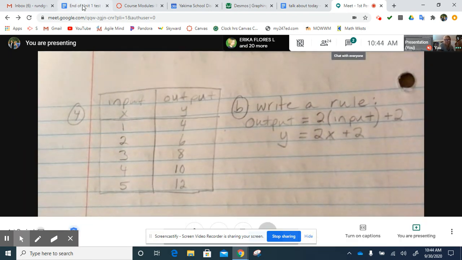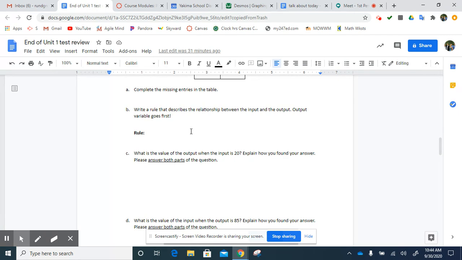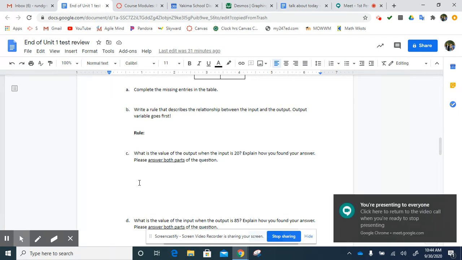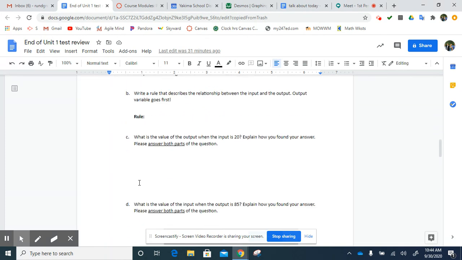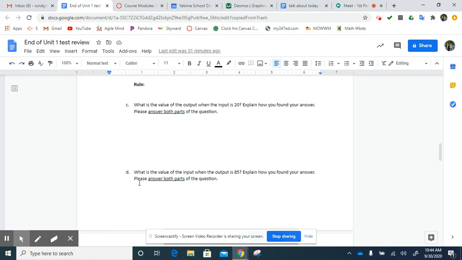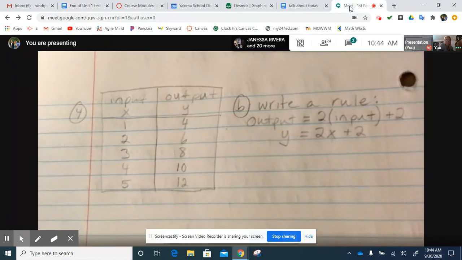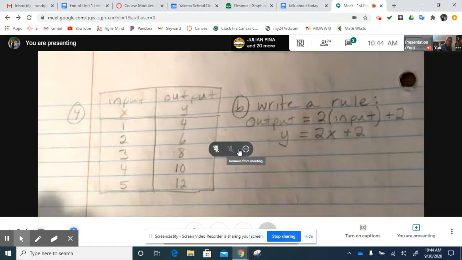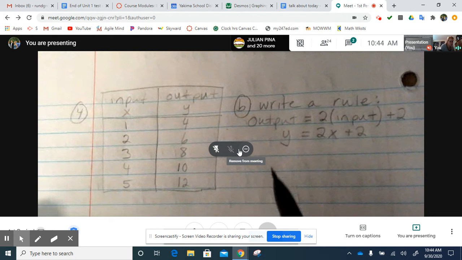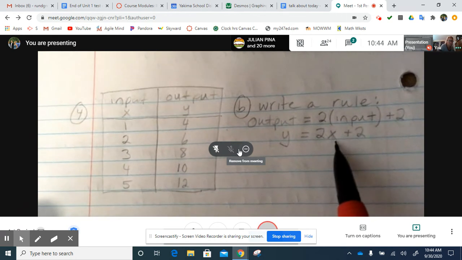All right, let's go back to our test. Okay, and then we have C. C says, what is the value of the output when the input is 20? Explain how you found your answer. Okay, we want to know the value of the output when the input is 20. Okay, we know the input. The input is 20. So all we have to do is put 20 where the input goes.